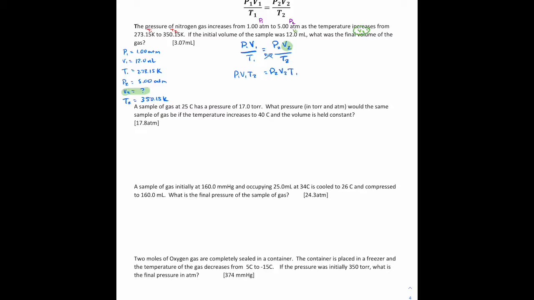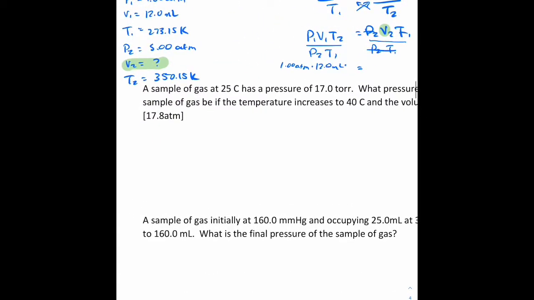Now I still need to get, I'm looking for this V2 letter. So now I'm going to divide both sides by my P2 T1. And then these ones are going to cancel out. So I'm going to plug my numbers in. So I have 1.00 atm times 12.0 milliliters times, and then I'm going to zoom in a little so that I have enough room, times my T2, make sure you're grabbing the right numbers from your chart, 350.15 Kelvin, divided by P2, which is my 5.00 atm, times the T1, which is the 273.15 Kelvin.